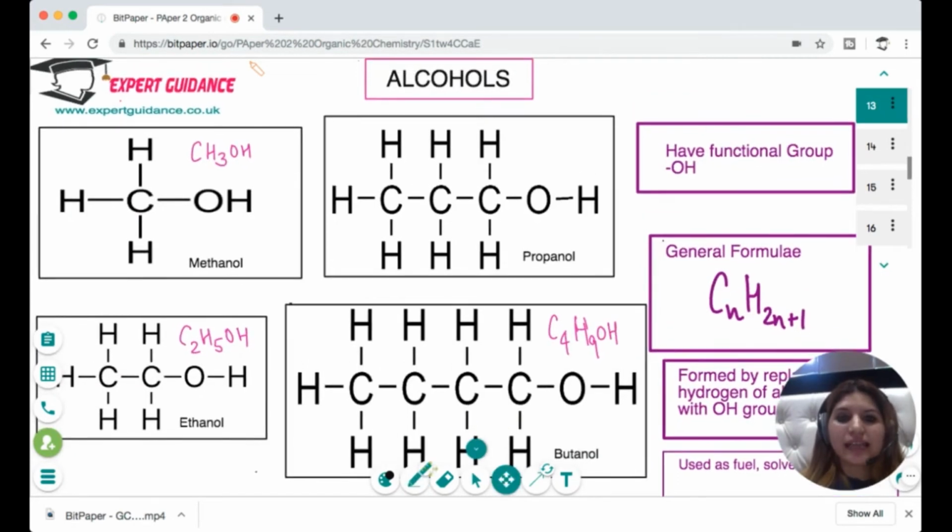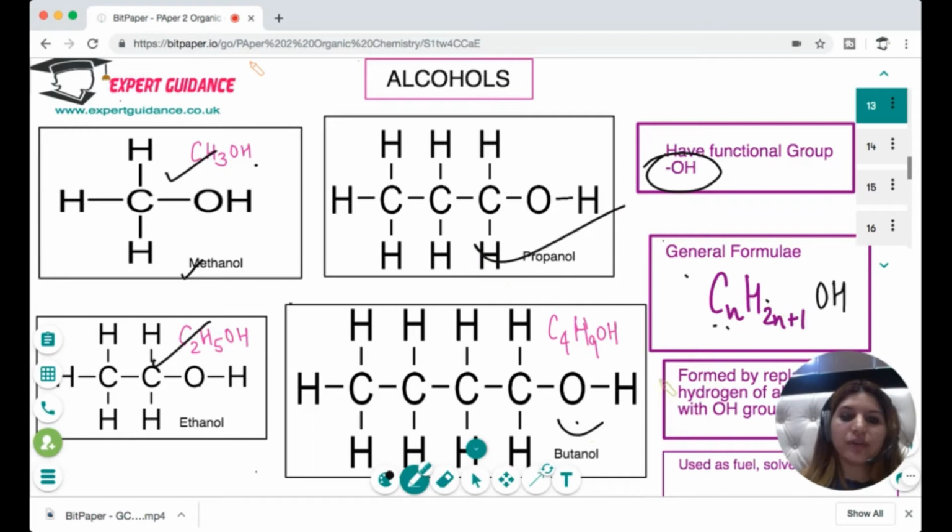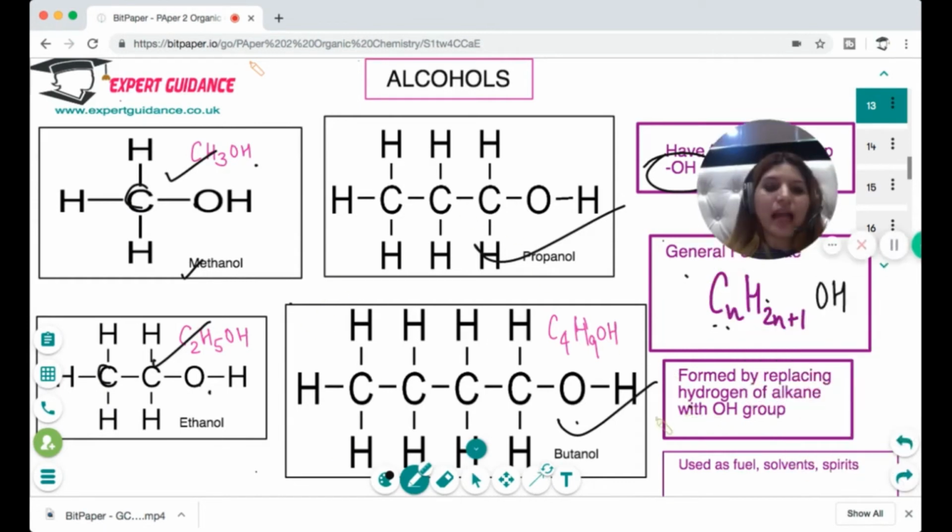Next is alcohols. Alcohols have the functional group OH. The general formula is CnH2n+1OH. So if you take n as 1, the first carbon is methanol, CH3OH, 2 carbons is ethanol, 3 carbons is propanol, 4 carbons is butanol. So you have 1 carbon with OH and then 3 hydrogens, 2 carbons with OH, and fill the rest of the valencies with hydrogen. And alcohols are used as fuel, solvents, and spirits.